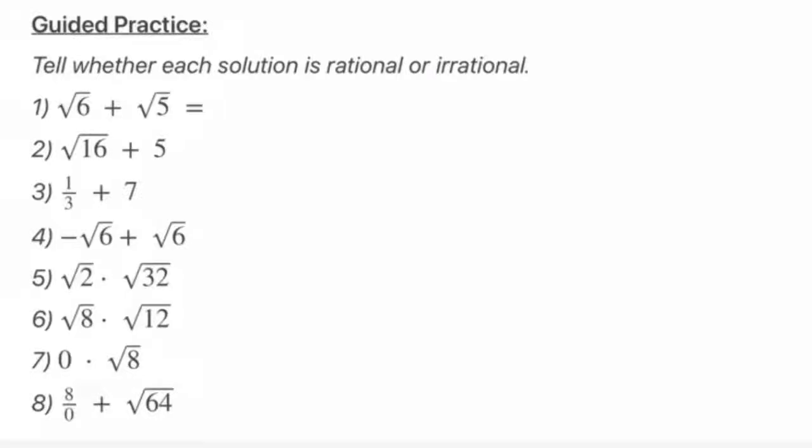So assuming that everybody's had a chance to try number 1, let's go ahead and work it out. Number 1 is the square root of 6, which is a non-perfect square root, plus the square root of 5, which is a non-perfect square root. So what we're doing here is adding two irrational numbers. And the only time that we add two irrational numbers and it's rational is when they make a zero pair. This does not make a zero pair, which means the solution is not going to be rational, it's going to be irrational.